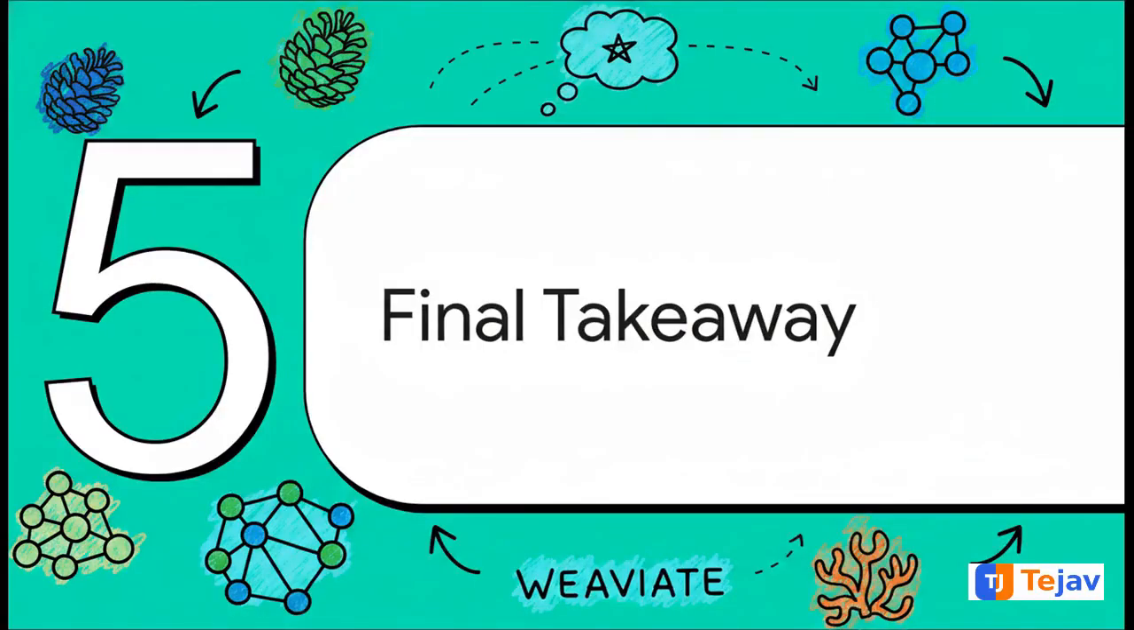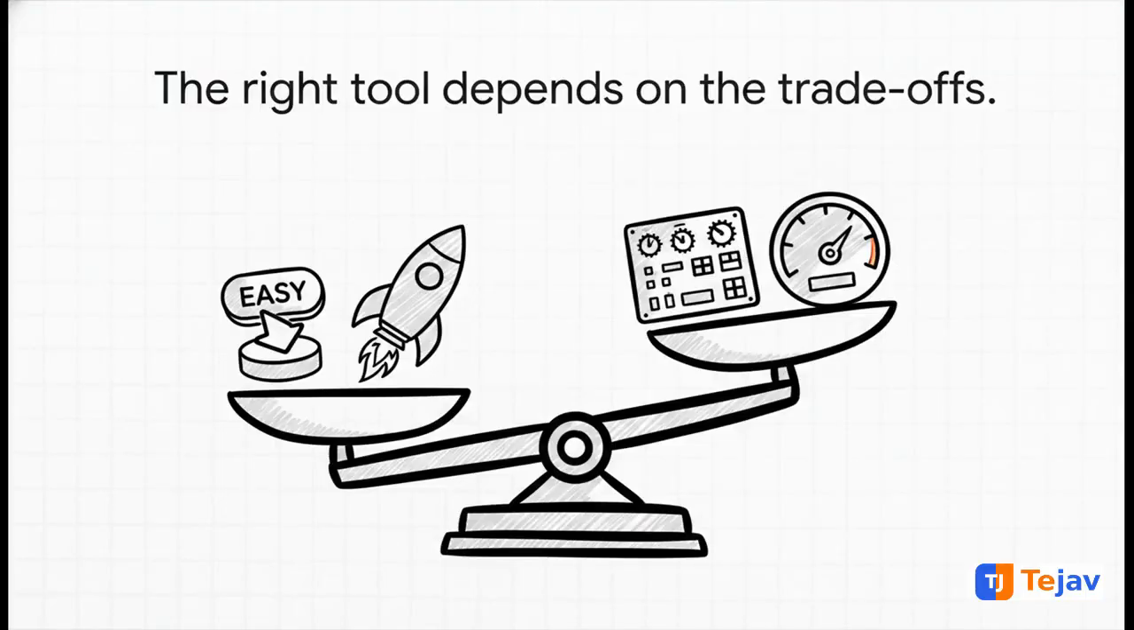So after all of that, what's the one big thing you should walk away with? Let's boil it all down. The most important thing to remember is there's no single best vector database. There just isn't. The best tool is the one that lines up perfectly with what you need. It all comes down to that classic engineering triangle. Are you optimizing for speed of development, raw performance, or total control?